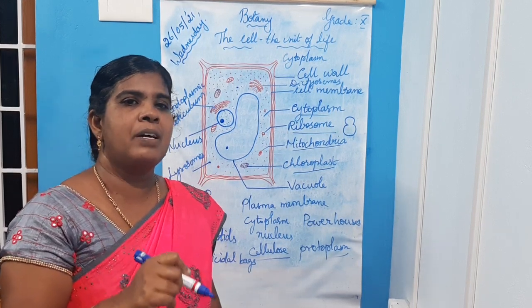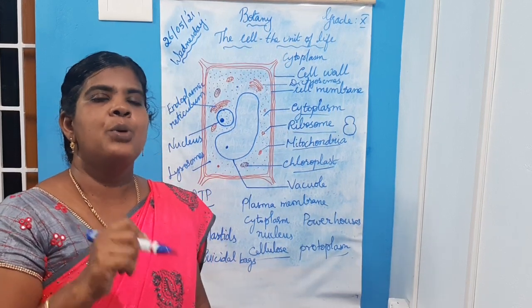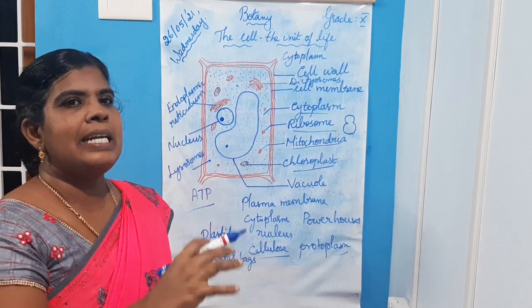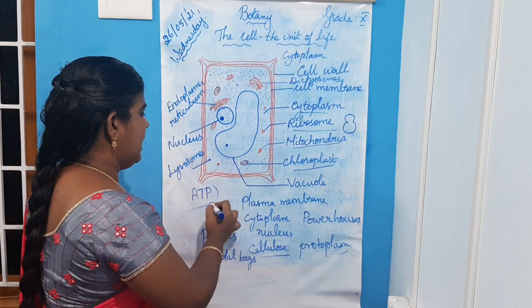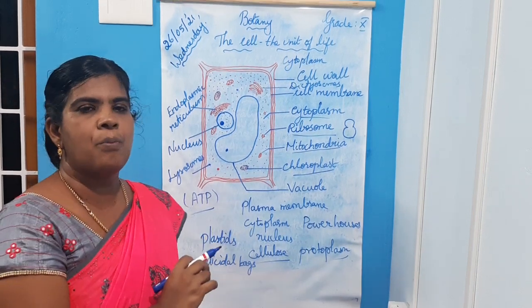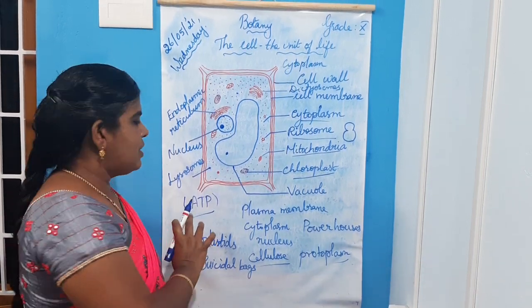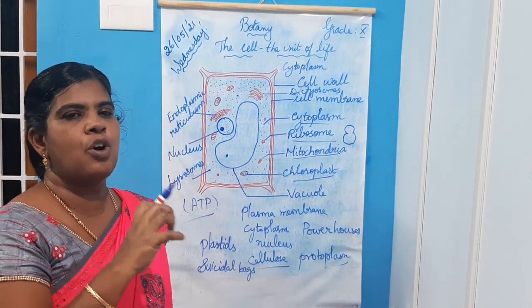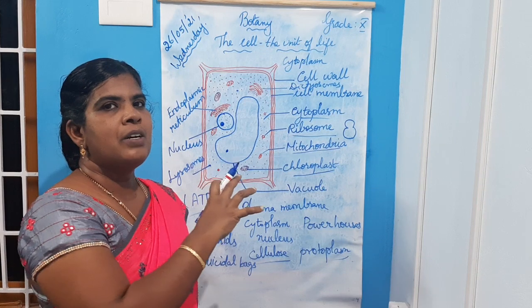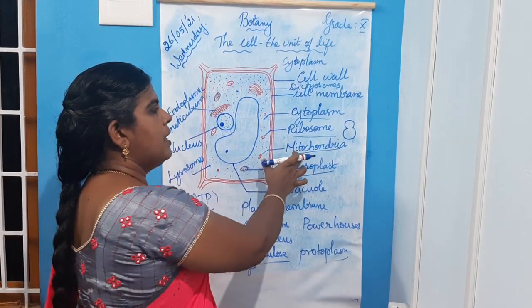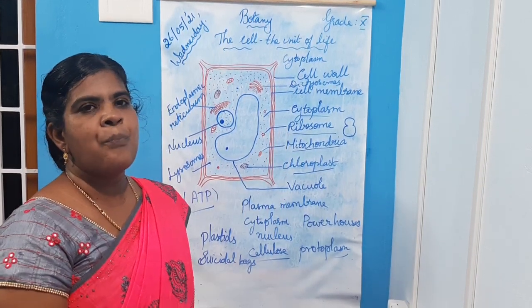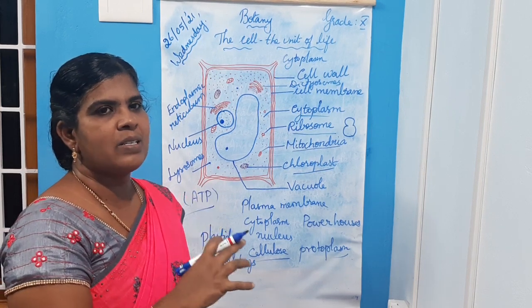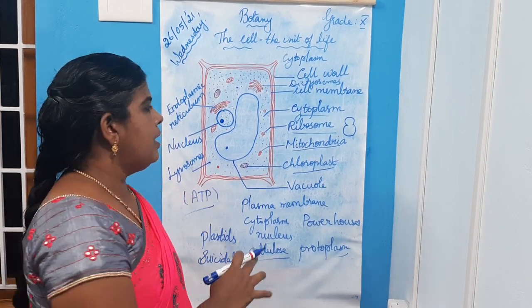Now, mitochondria are referred to as the powerhouses of the cell because they are responsible for cellular respiration. During cellular respiration, these organelles generate energy in the form of ATP, an energy-rich compound. The expansion is adenosine triphosphate. So, mitochondria are referred to as powerhouses of the cell.